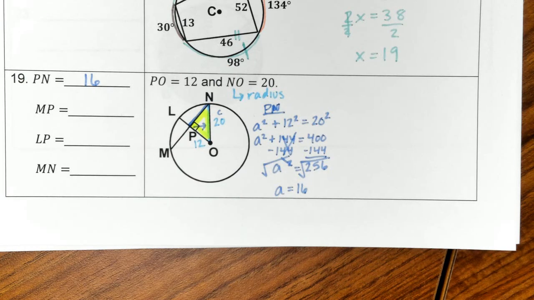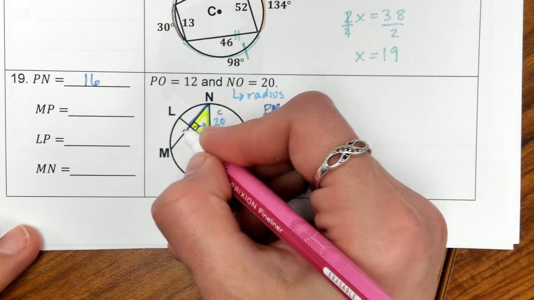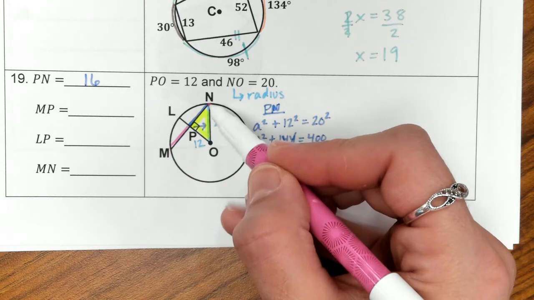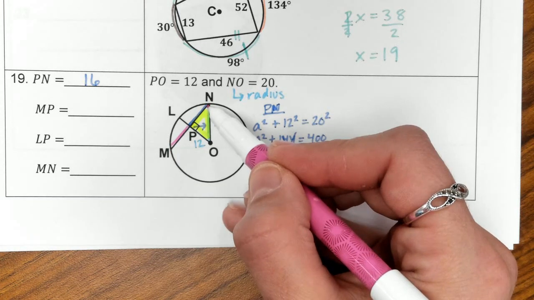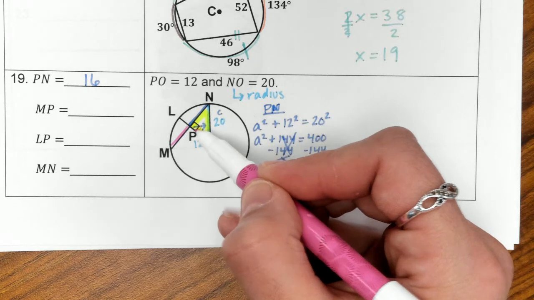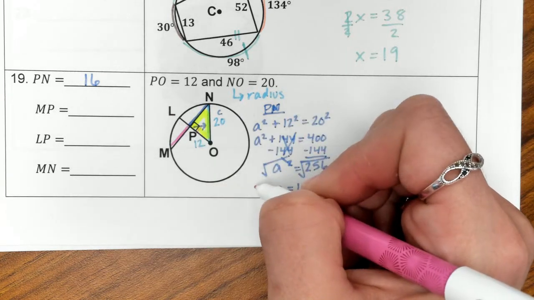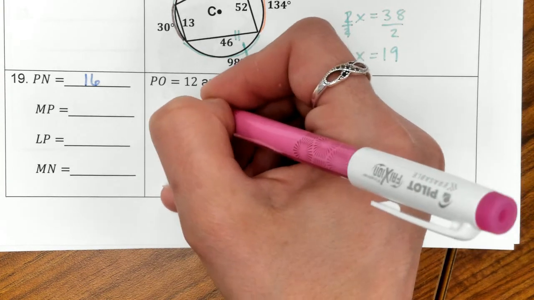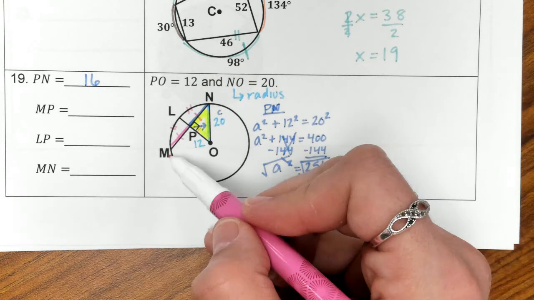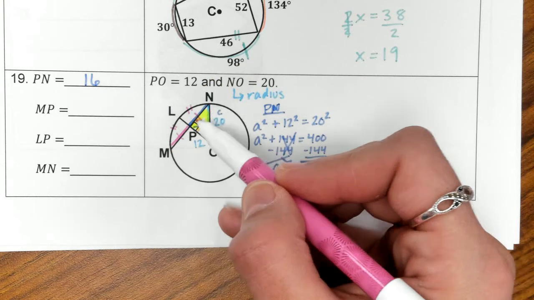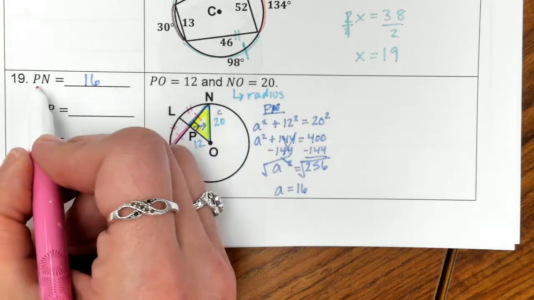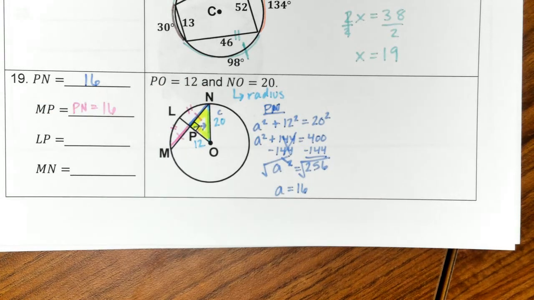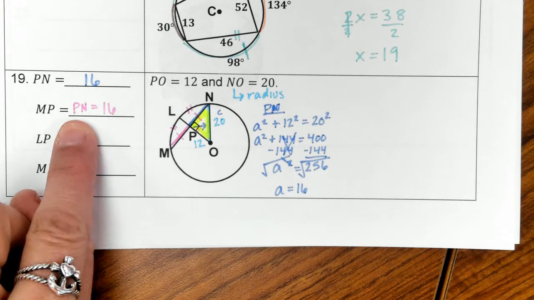Next, I want MP. I've got a lighter color here. MP is right here. Well, we also talked about dealing with your chords, chord MN. If you have a chord right here, MN, that is perpendicular, that 90 degrees, with a radius or a diameter, it is going to bisect the chord. It is also going to bisect the corresponding arcs. So that means the length of MP is the same as the length of PN, which was 16. So MP is equal to PN, which is 16.